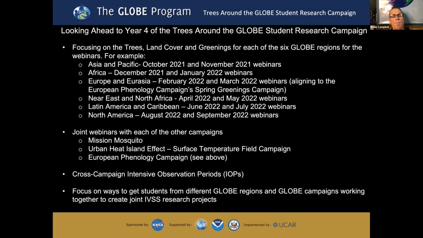For instance, for a month-long period when the European Phenology Campaign folks are out there taking greening observations, and we hope to do this specifically in the springtime, where they have the spring green-up part of their campaign, we're going to focus on taking some tree height observations and land cover observations as well. So we want to have those cross-mission collaborations, and that's a combination of these joint webinars and the intensive observation periods.